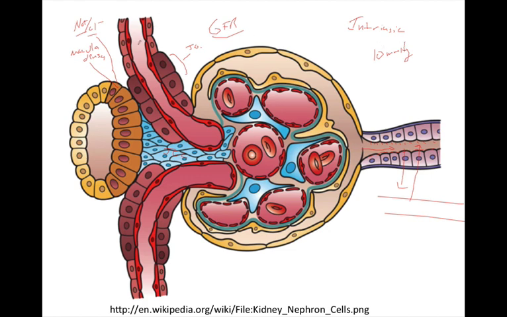So think about this then. What would happen to the salt concentration of tubular fluid if glomerular filtration rate was too high? I want you to think about that for a second. What would happen if it was too high? Would that cause the salt concentration of tubular fluid to be too low or too high? The correct answer is they would be too high.